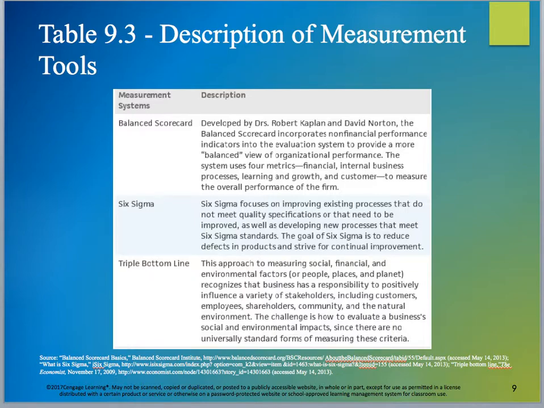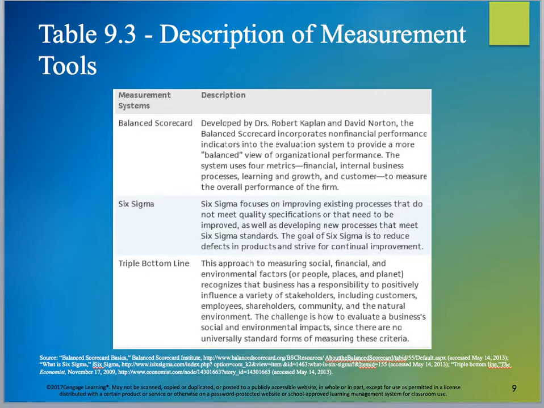Six Sigma focuses on improving your existing processes that don't meet quality specifications or that need to be improved. So the goal is to reduce the defects in your products and strive for continual improvement. You're always looking at, okay, where can we do better? How can we make this product better, more efficient? How can we get less returns from customers?